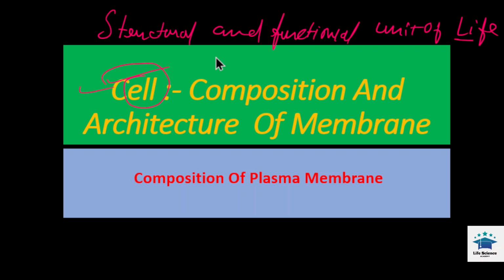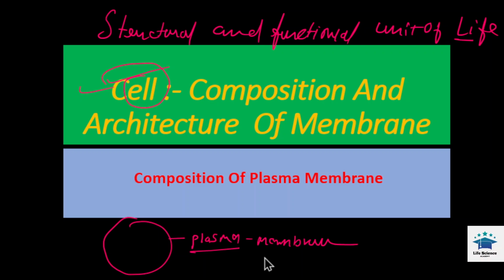Today we will learn composition of plasma membrane. Plasma membrane is a part of a cell. So we have a typical structure of cell. This is the cell and this is the plasma membrane. The boundary is defined as a plasma membrane. So here we have a first property of plasma membrane, that is it defines the boundary of a cell.